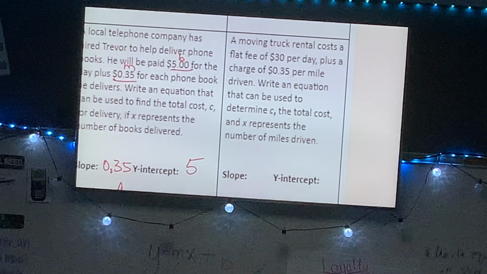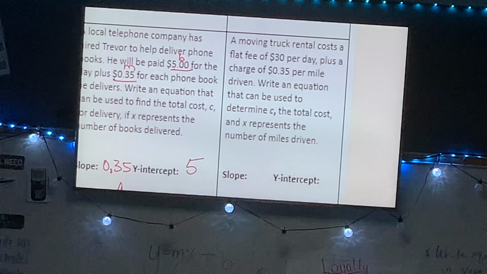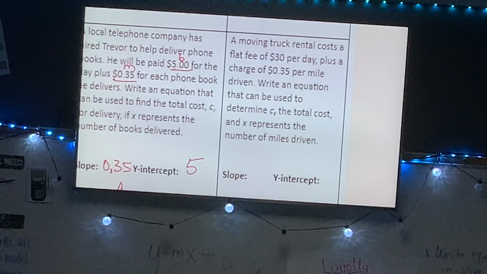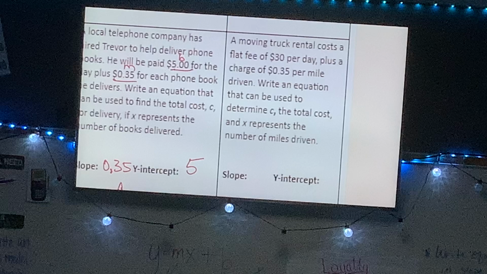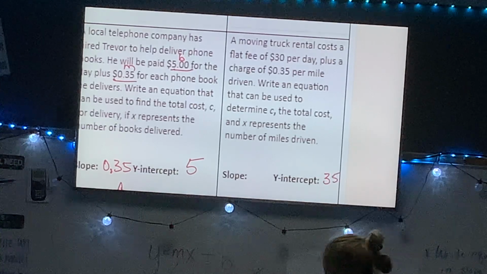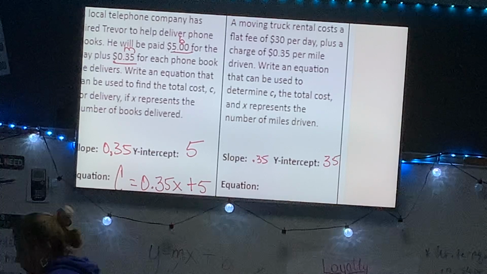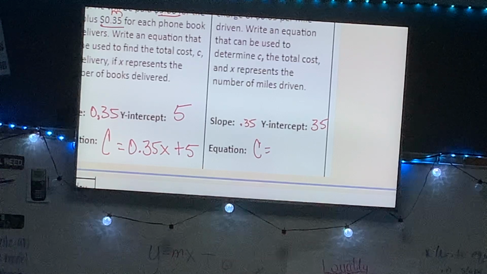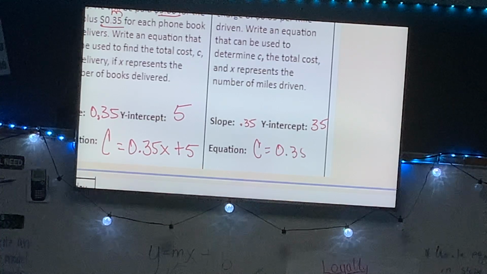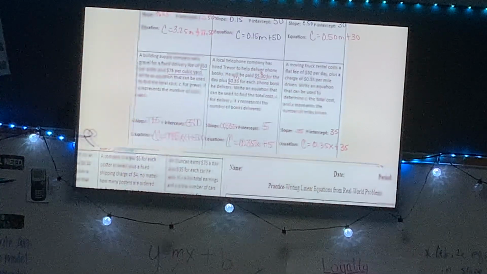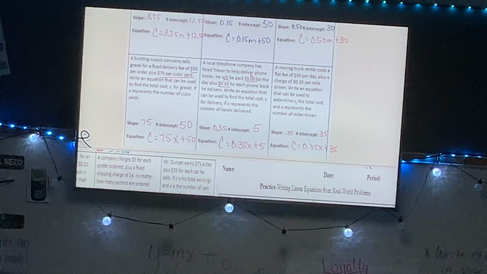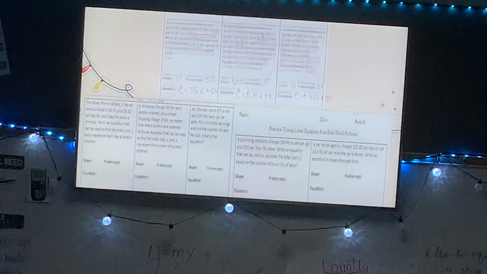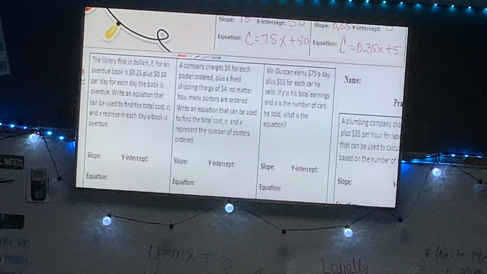A movie truck rental cost is a flat fee of $30 per day plus a charge of 35 cents per mile. What is your y-intercept? 30. 30, good. And then your slope is going to be 35 cents per mile. So, determine the cost C when X represents the number of miles driven. Perfect. Because you don't want to pay $30 per mile, so be careful with that.